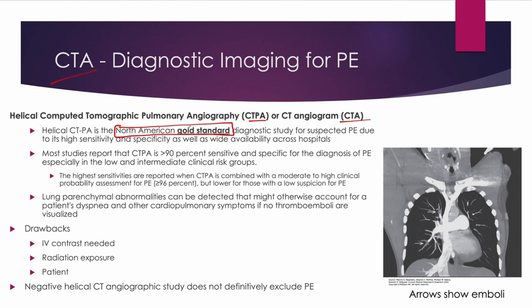Okay. And it has really high sensitivity and specificity. So we use it all the time. Recent studies show it is greater than 90% sensitive and specific in the low to intermediate groups. In the high clinical probability groups, greater than 96%. So that's really good. It's really going to help us. Can it be 100% diagnostic? No. So you still have to use your clinical judgment. But most of the time, it's going to be accurate. It's going to tell us what we need to know.